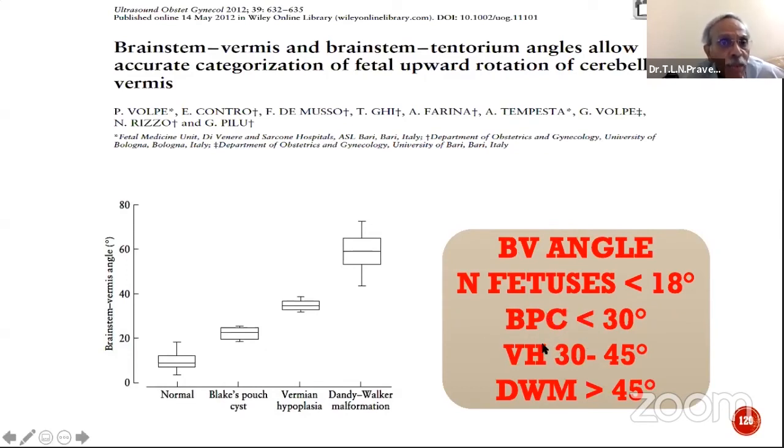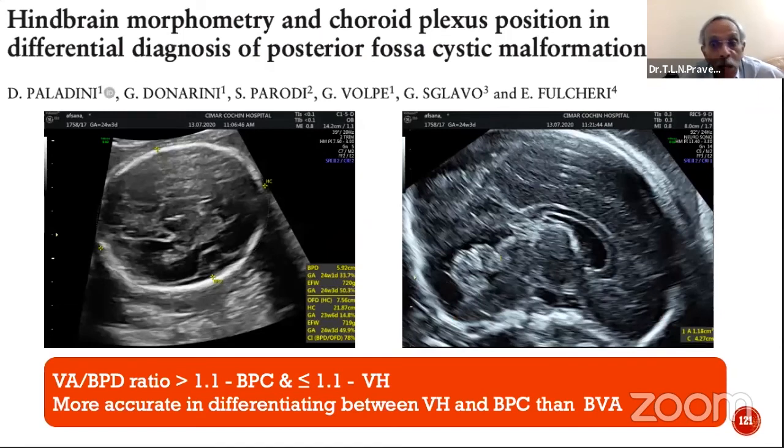Because of the overlap in the BV angle, it is difficult to differentiate particularly between the Blake's pouch cyst and the vermian hypoplasia. Whereas in the Dandy-Walker malformation, definitely there will be a much greater increase. So in order to minimize this overlap, we take into consideration the ratio between the vermian area versus the biparietal diameter. If it is more than 1.1, it is Blake's pouch cyst. If it is less than 1.1, we consider it as vermian hypoplasia.